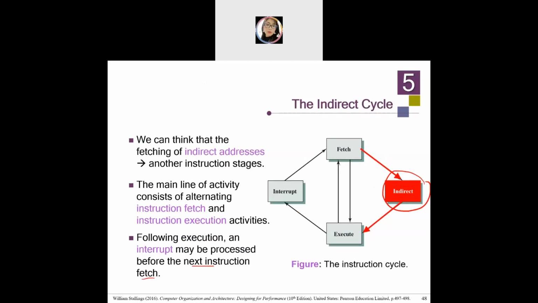But for the indirect cycle, you can go to execute or go directly to interrupt and go back to the instruction fetch cycle. But when you have interrupt, you can go to the indirect, then execute, then back to fetch. Or you might go directly to the interrupt and then to the fetch. So you have one more stage to add on.